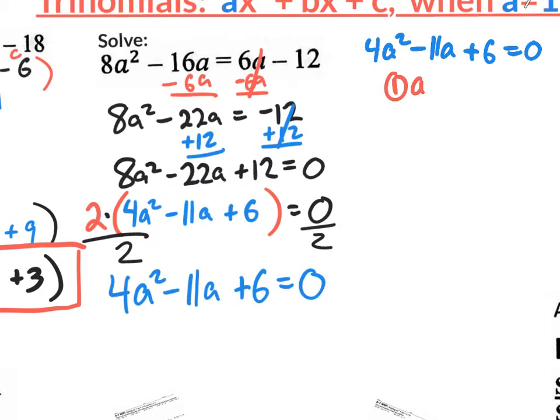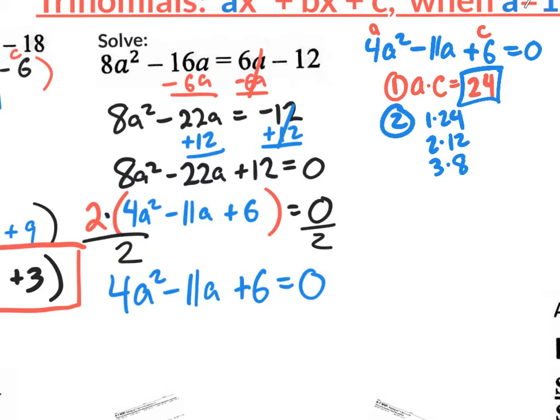A times c. Now what is a, which is 4, times c, which is 6? 24. That's 24? Okay, so that's our answer for step 1. Step 2, what's step 2? Make a list. Okay, so let's make a list. How can I get 24? 1 times 24, 2 times 12, 3 times 8, 4 times 6, and 5 doesn't work, so that's it.